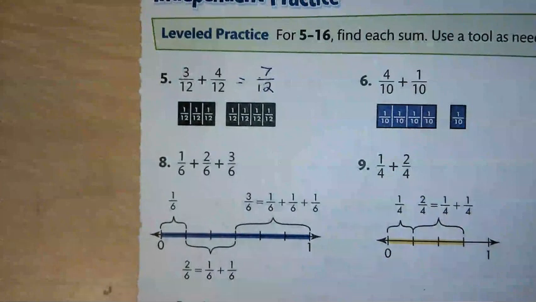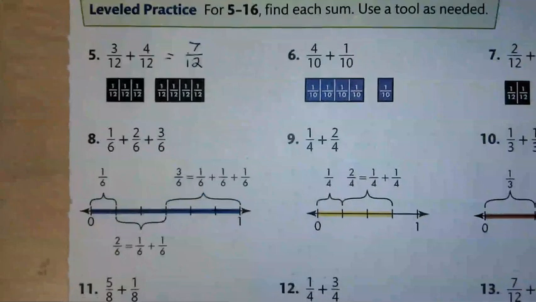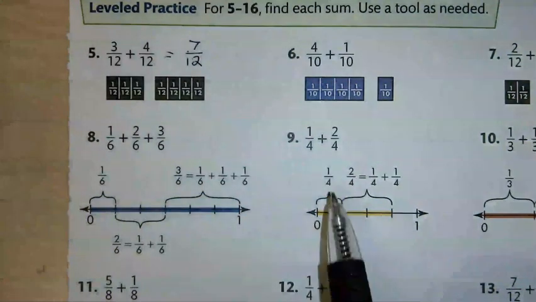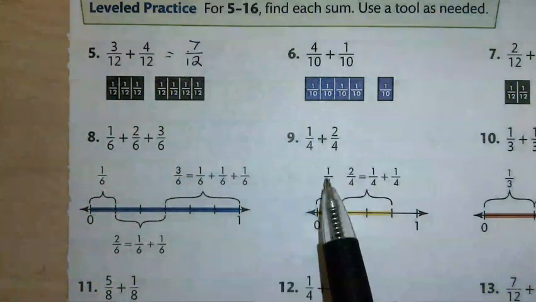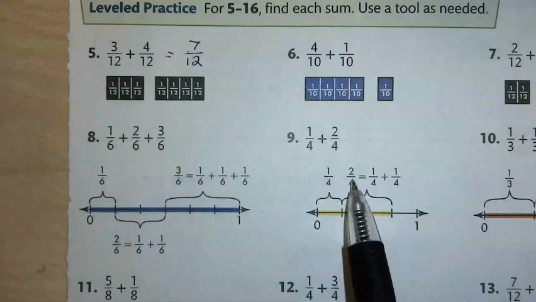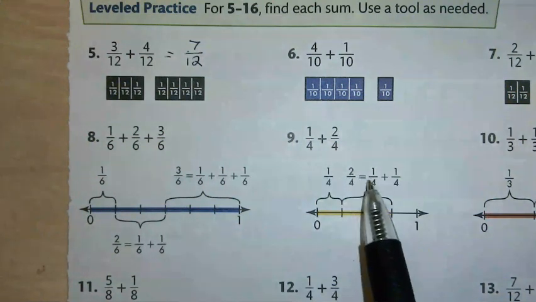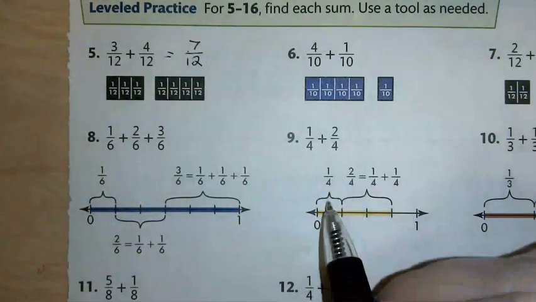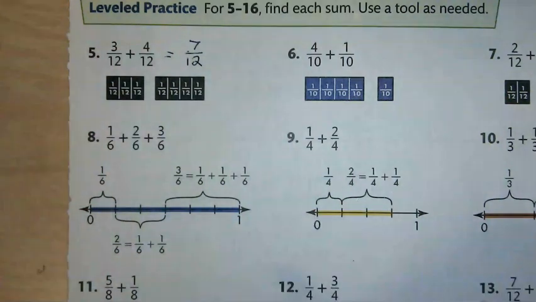All right. Let's go ahead and jump down here to number 9. All right. Now, number 9, we've got our number line down here. And our problem here is going to be 1/4 plus 2/4. And they're showing us here, hey, we can actually break that 2/4 into 2 1/4 to do our counting, right? So we've got our 1/4 here. Here's our 2/4. How many do we have altogether? Go ahead and write in your answer right now.